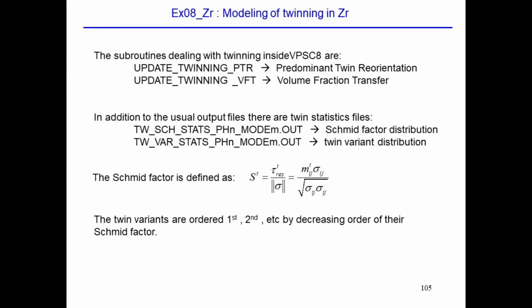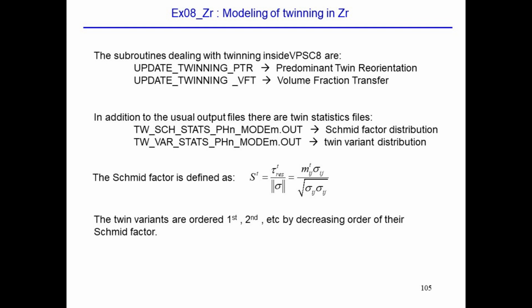So today we are going to touch upon a more complex problem. It's also a good example for showing the capabilities of the VPSC code. We are going to be looking at zirconium and twinning in zirconium. Zirconium is already complicated because it has several deformation modes with different characteristics, and in addition it has tensile and compressive twins depending on the temperature at which you test. There are two subroutines in VPSC that deal with twinning. One has the predominant twin reorientation scheme, the other has the volume fraction transfer scheme, and you choose which scheme you are going to use when you run the single crystal file.